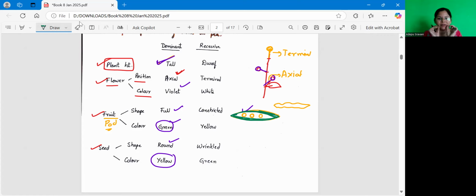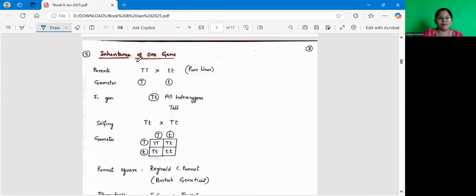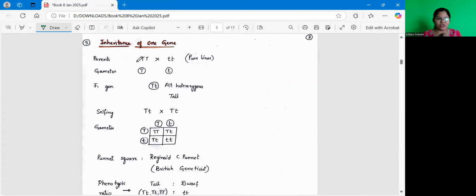Clear? So this is a very small trick to remember. Funny trick. And again, this is very important. That's why I'm telling you the trick here. Next, we'll talk about the inheritance of one gene done by Mendel. So here again, I have drawn this in the form of a table. Now what Mendel has done, he selected parents. Here the character we are going to take is height. I'm taking the height of the pea plant.